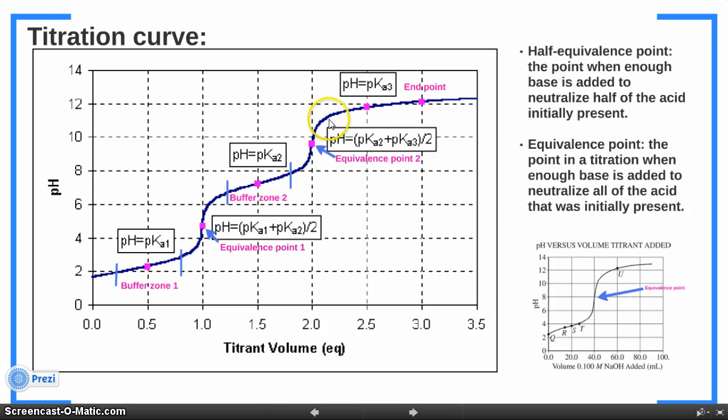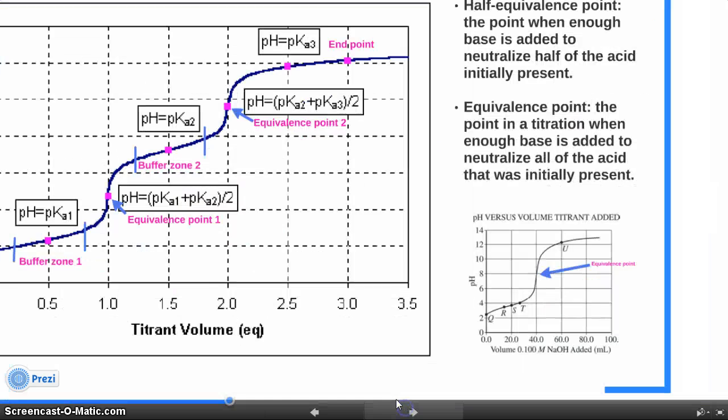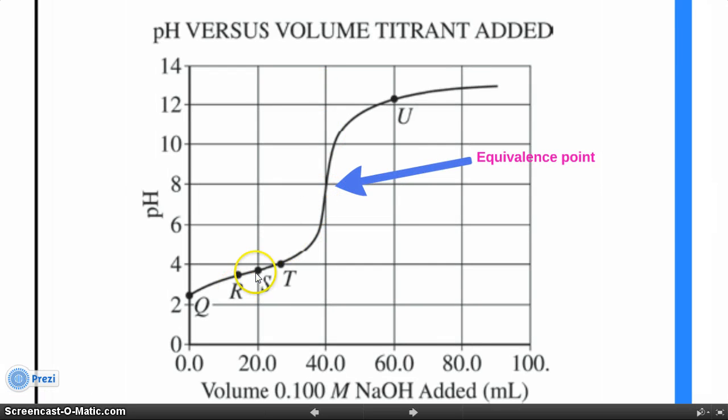The half equivalence point is where the pH is at half of the equivalence point. It's always half of the equivalence point. Right here, the half equivalence point would be point S, while the equivalence point is at a pH of 8. And the buffer region would be between R and T, right around there.